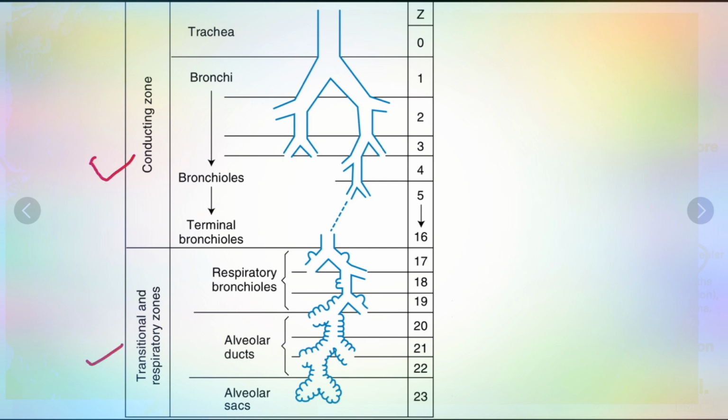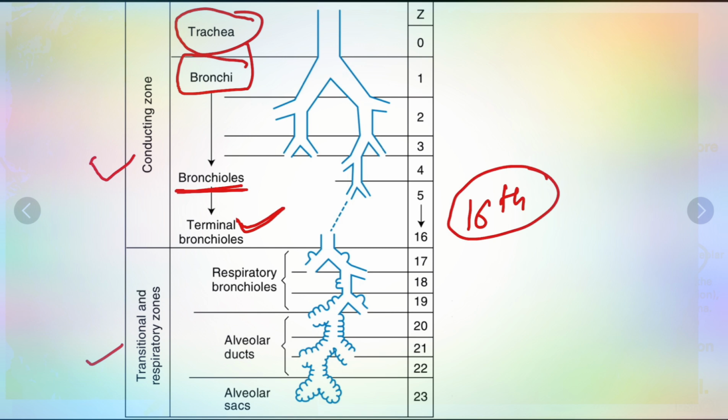The conducting zone has divisions 1 to 16. First, 0 is the trachea. Then come the bronchi. These bronchi divide. Then finally they form bronchioles, and finally the terminal bronchiole. So the terminal bronchiole is the 16th division. After that come the respiratory bronchioles, which make up 17, 18, and 19. Then comes the alveolar duct, which makes up 20, 21, and 22. And finally, there come the alveolar sacs.